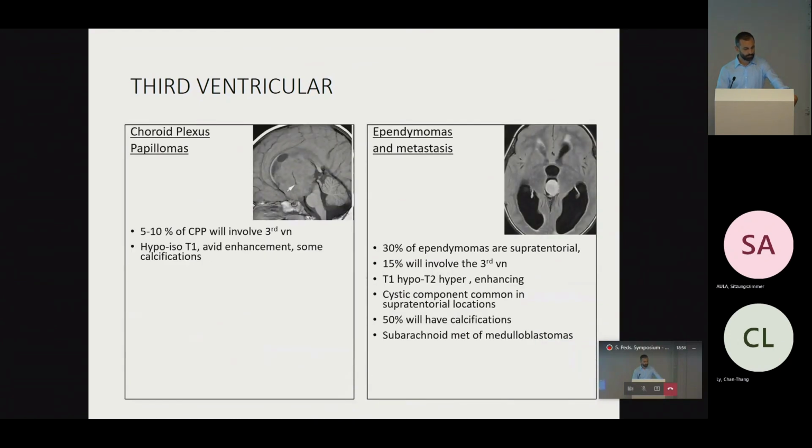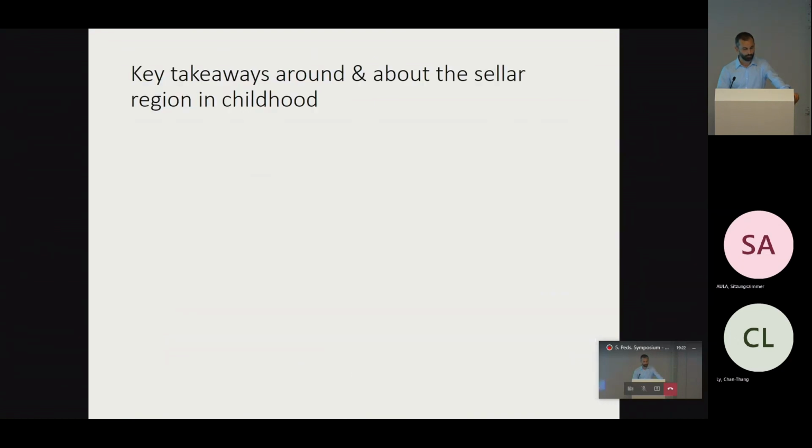Third ventricular lesions are not really sellar pathologies, but they come from the anterior third ventricle, and they can extend into the sellar and suprasellar compartment. There are extremely rare choroid plexus papillomas, which usually locate in the atrium or the lateral ventricles, but occasionally can involve the anterior third ventricle. And again, ependymomas or metastases.